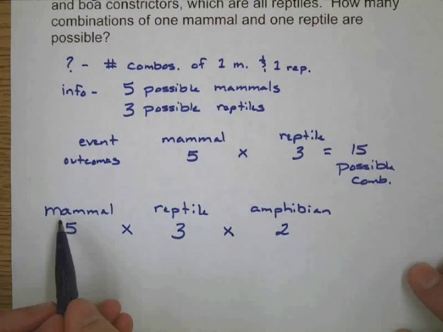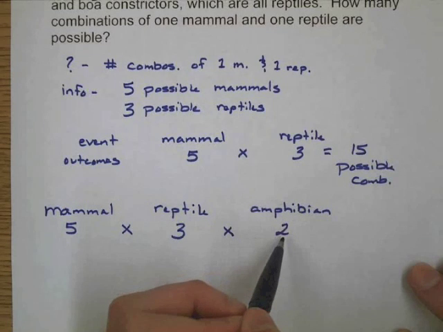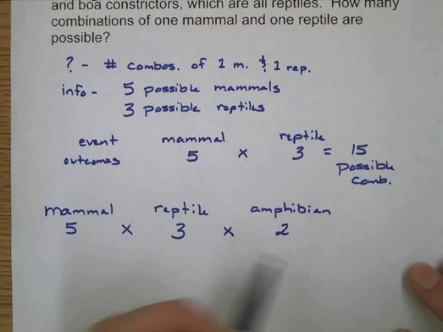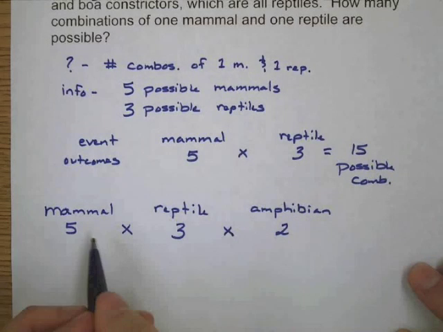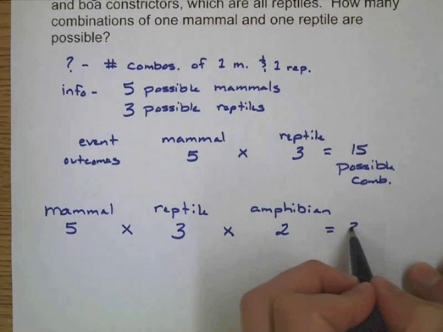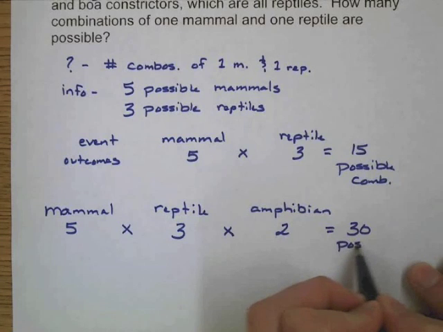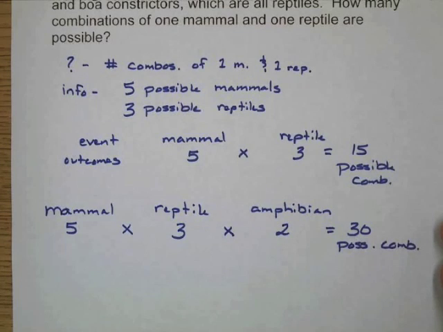So just choosing the mammals and the reptiles, he ends up with 15 different possibilities. But then adding in another 2 choices when he has to choose an amphibian doubles the number of possible combinations. So 5 times 3 is 15, and 15 times 2 is 30 possible combinations. If we were looking at 3 different events, if we were looking at 3 different types of animals.